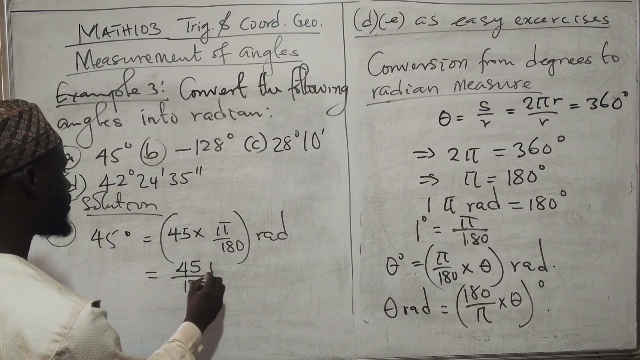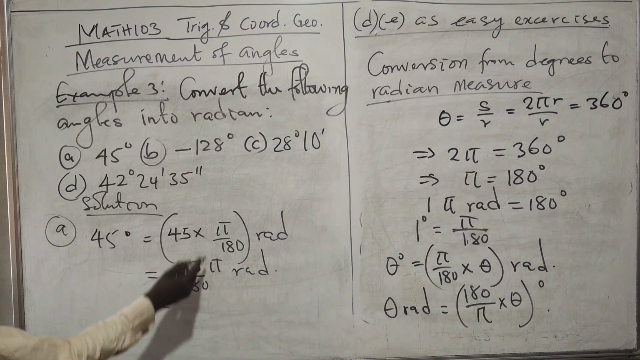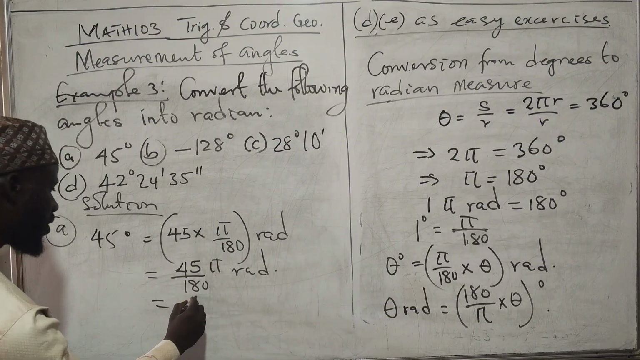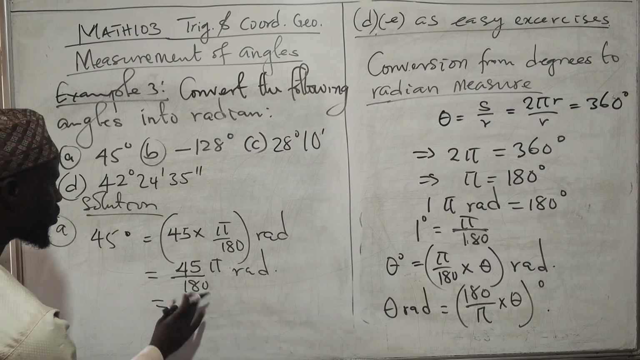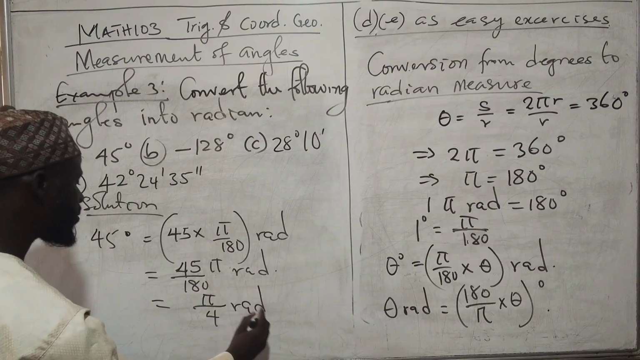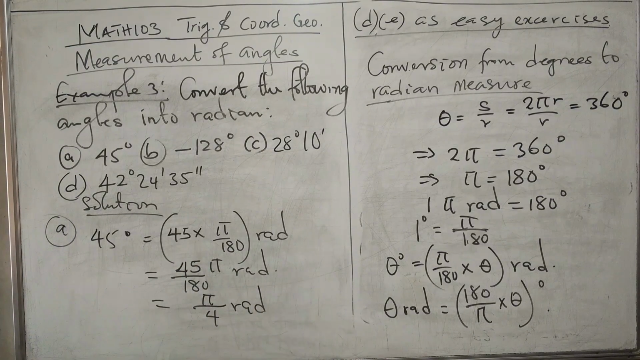So this is just 1 pi over 4. So this is pi over 4 in radian. This 45 cancels: 45 here is 1, and 180 here is 4. So 1 over 4 pi in radian.